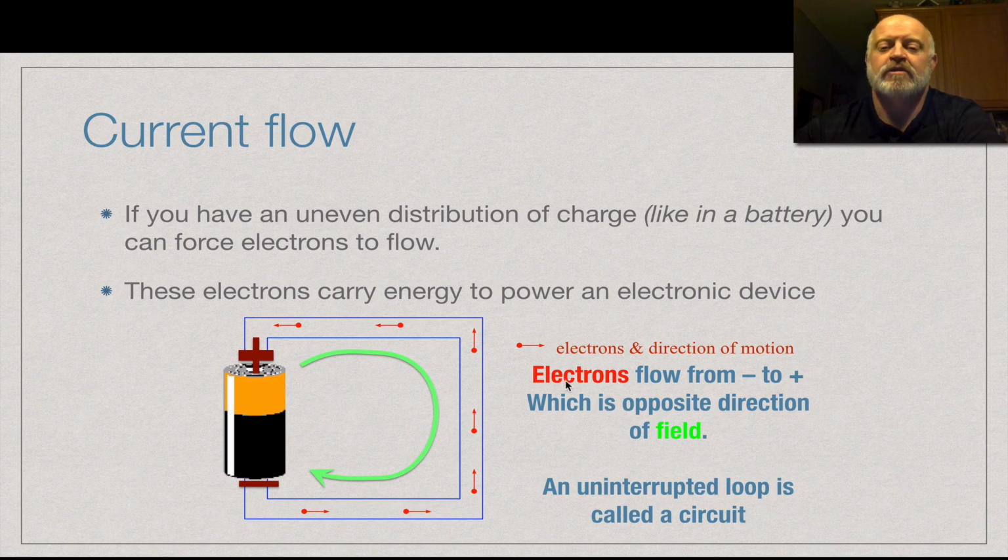Now, keep in mind that the electrons do flow from negative to positive, which is the opposite of the electric field, which would actually go from positive to negative. And then, of course, this uninterrupted loop that we have here is called our circuit.